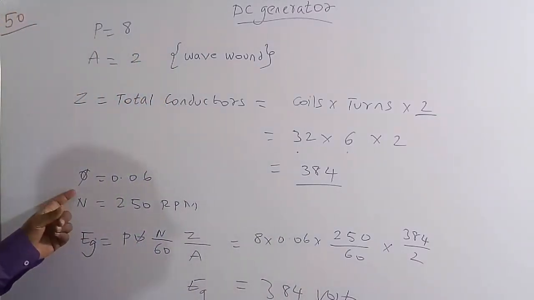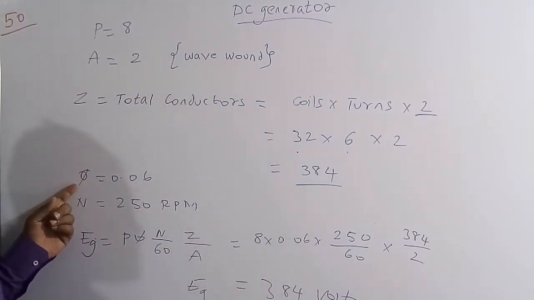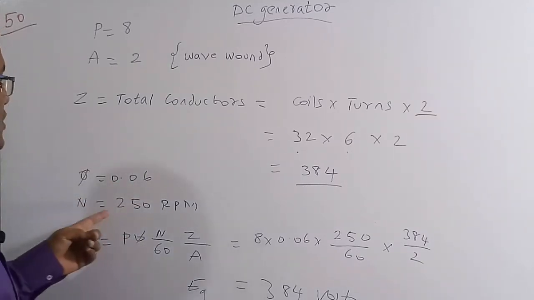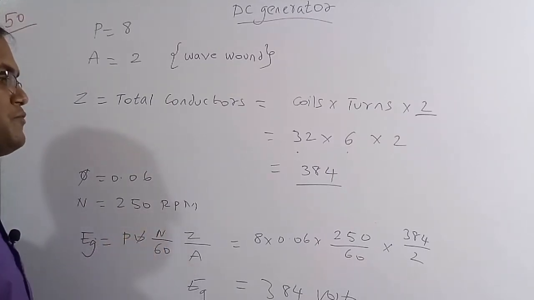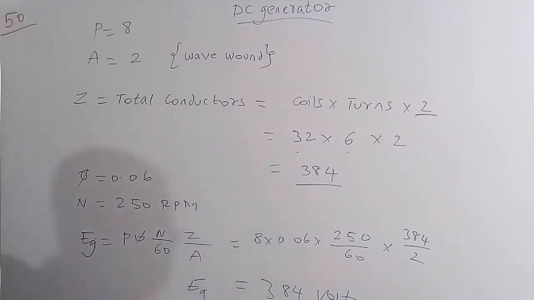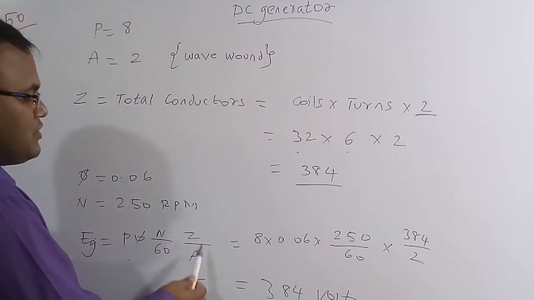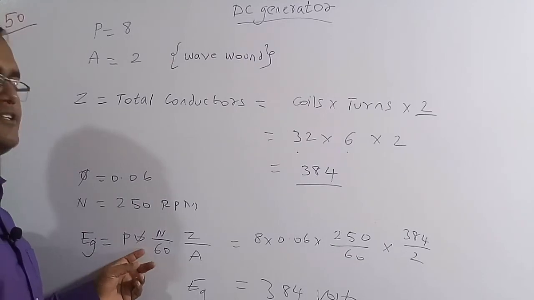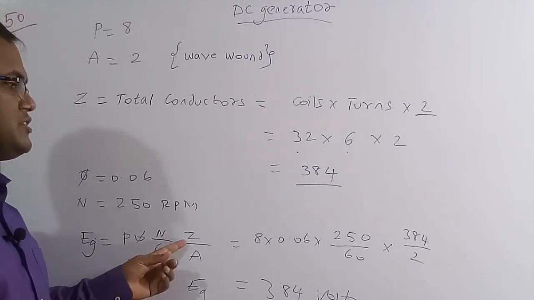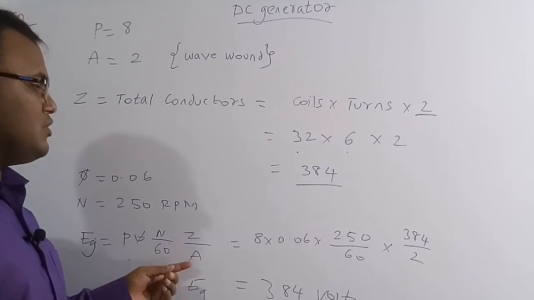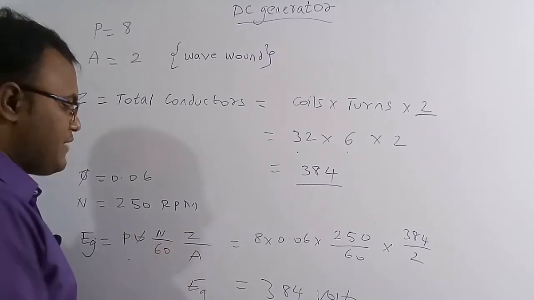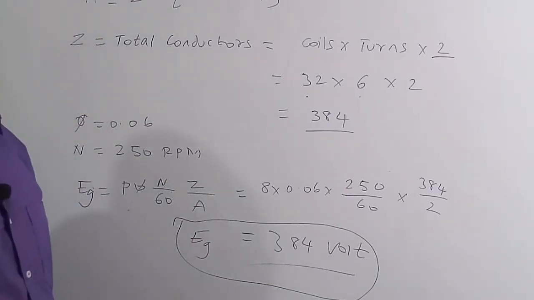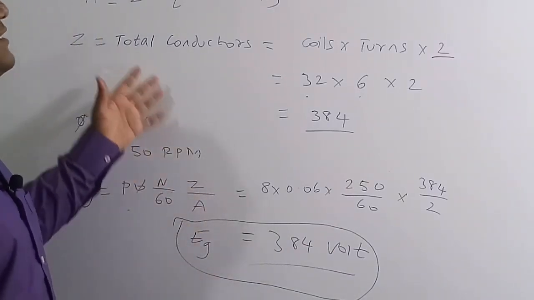Here they have given the flux per pole, which means each pole gives a flux of 0.06 Weber, and the speed of the rotor is 250 rpm. We need to find the generated EMF. Eg is equal to P phi into N by 60 into Z by A. This is a very basic equation. We know the value of P, which is 8, phi is 0.06, N is 250 by 60, and Z is 384 by 2. If you solve all these, we finally get Eg equal to 384 volts. This much voltage is going to be generated by this generator under all these conditions.